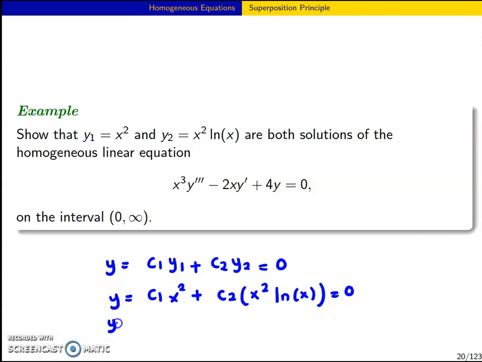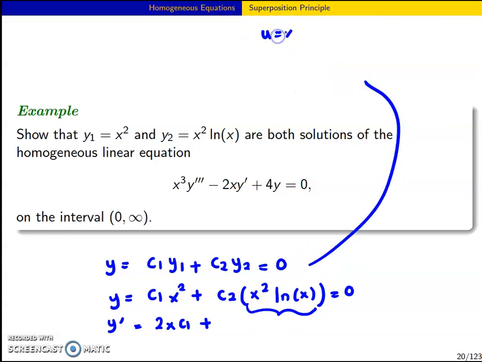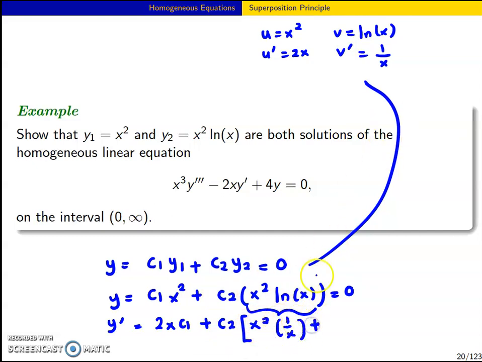Now what is y prime? y prime is 2x c1 plus, you need to use the product rule here. I'm going to write it up here. If u equals x squared and v equals ln x, then u prime is 2x and v prime equals 1 over x. So we have c2 times u v prime plus v u prime, 2x, equals 0.